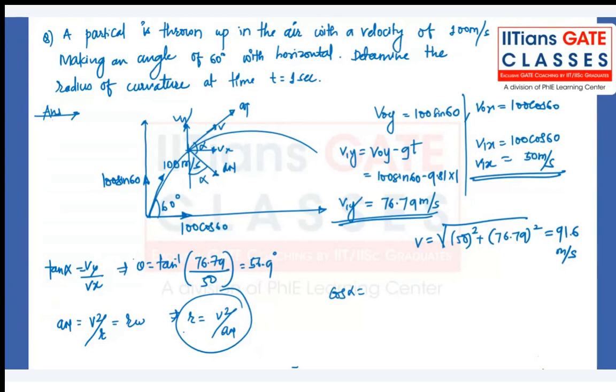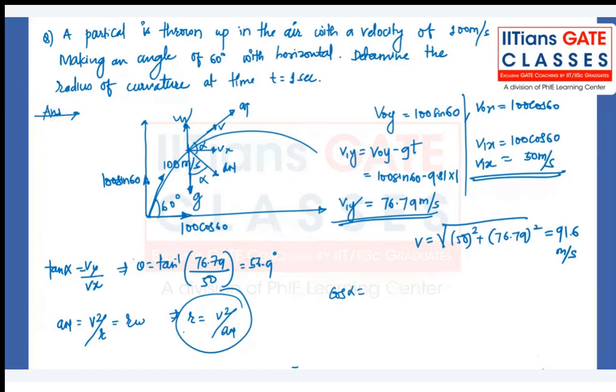What we know is, what is the downward component of the acceleration? That is nothing but the acceleration due to gravity, 9.81. Do you agree? Because we are working against gravity. So the downward component of the acceleration in this case will be 9.81, that is acceleration due to gravity, G.